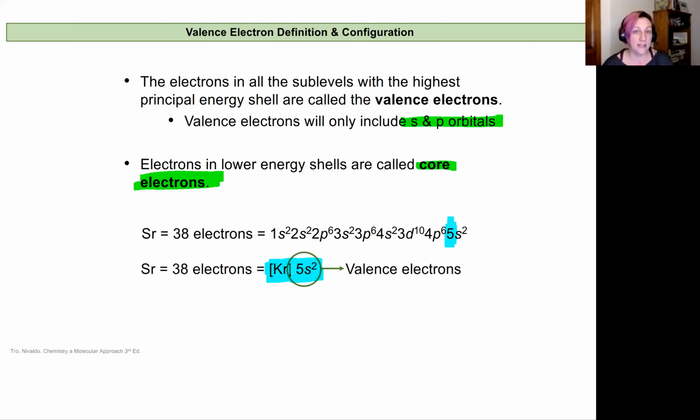And so if you're asked to provide a valence electron configuration, just write out the electron configuration for the n with the highest value, and it'll be just s and p orbitals.